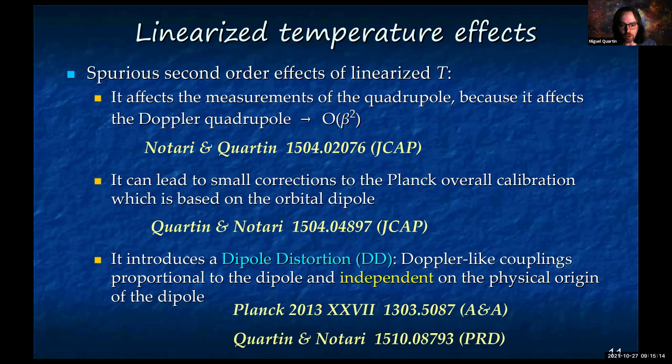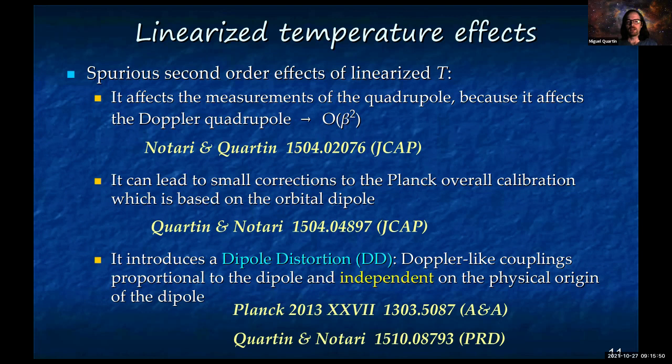It also introduces something we call the dipole distortion, which was first shown in the Pusimovi paper. And the Doppler-like couplings, which are proportional to the dipole, but they are independent, that's the crucial point, of the physical origin of the dipole. Whatever observation we make of the dipole, doesn't matter if it is primordial, if it's kinematic, whatever is there is going to leak up into higher multipoles with these coupling modes, okay? And this is very important because it contains no new information apart from the dipole. It's just that you're looking at parts of the dipole elsewhere.